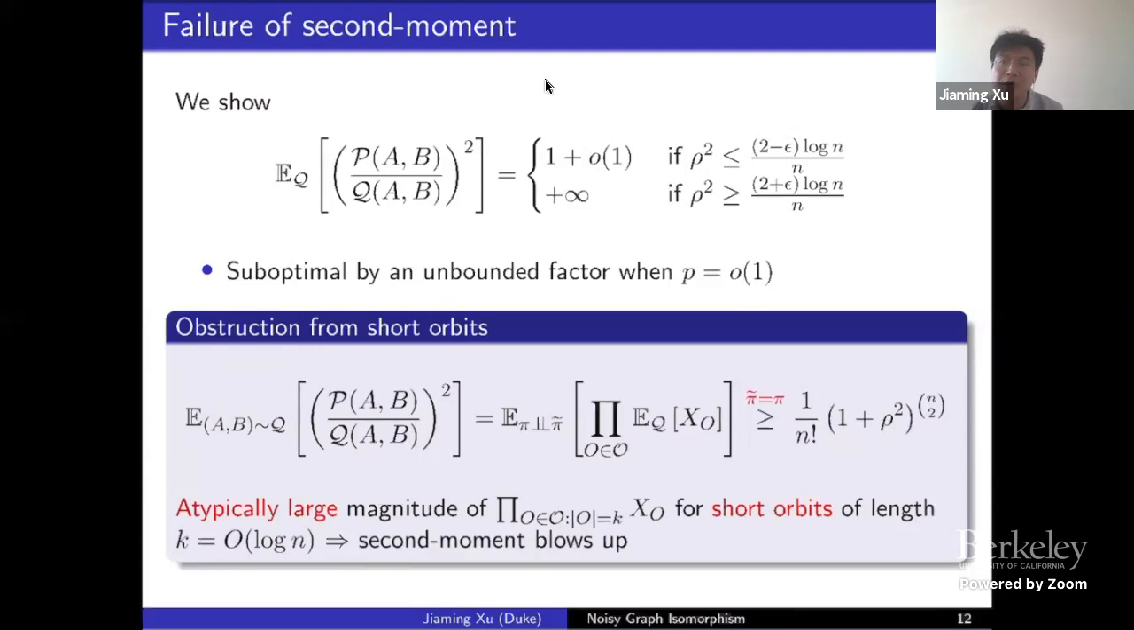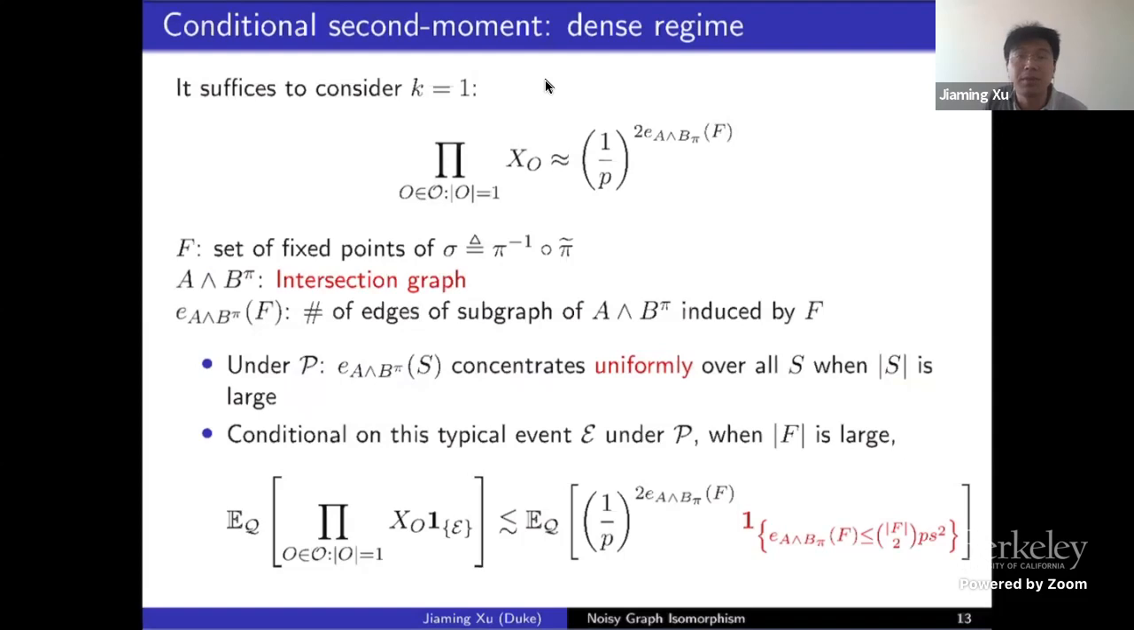So if we want to make sure the second moment is bounded, somehow we need to regulate the product X_O for those short orbits. And this actually gives rise to our so-called conditional second moment.